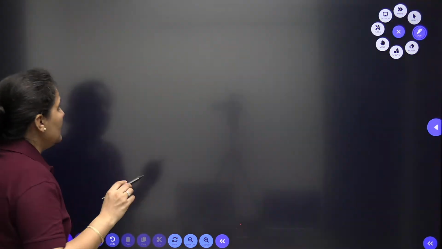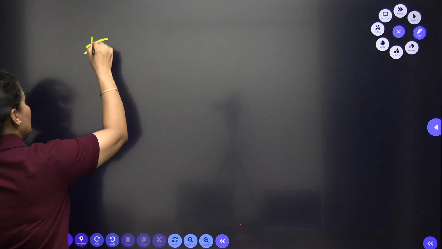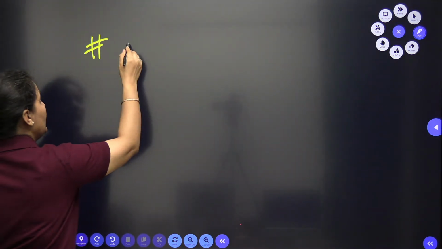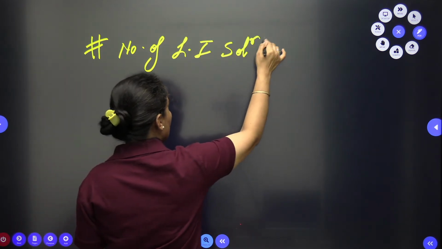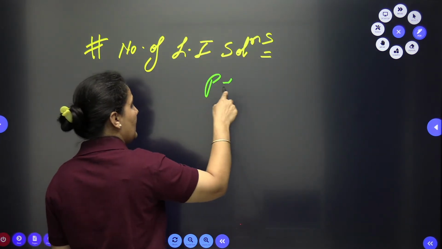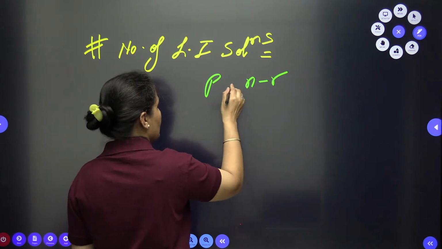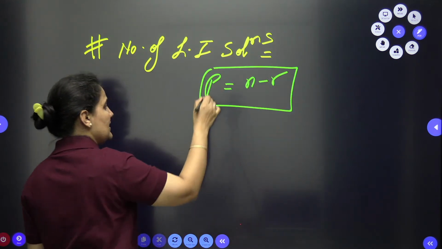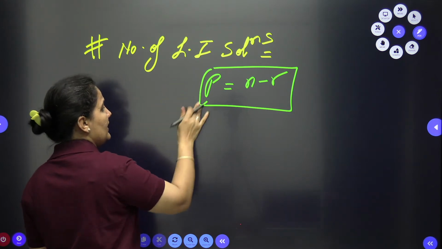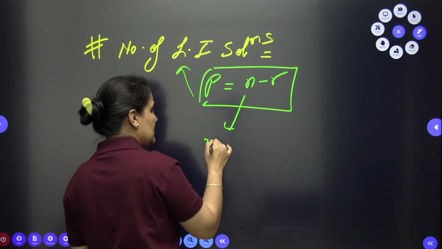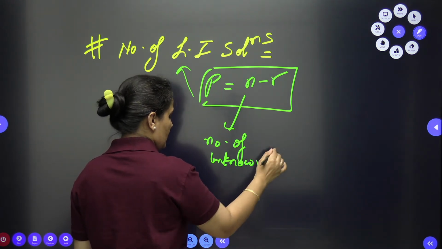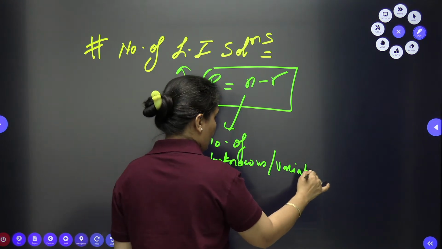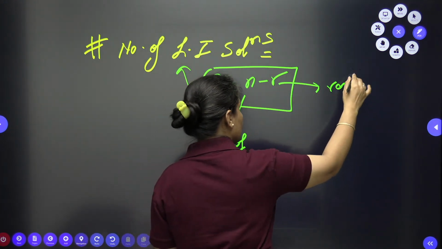Clear? One thing. Second thing, suppose you need to identify how many solutions you are having. You can identify by the number of linearly independent solutions, which is written by P equals n minus r, where P is the number of linearly independent solutions, n is the number of unknowns or variables or the order of the matrix, and r is the rank of the matrix.